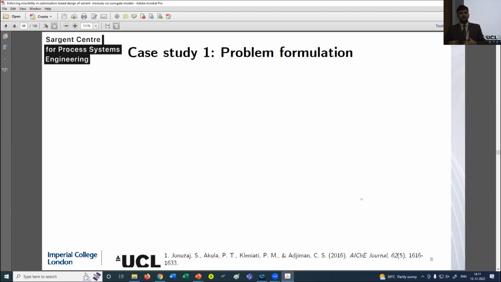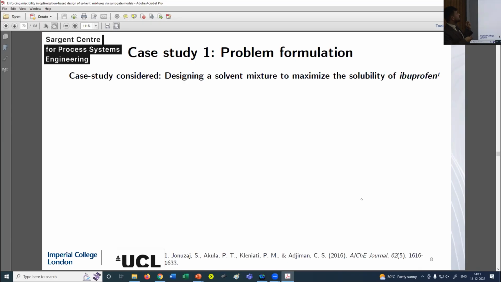Now we would like to try out whether this works or not. So we've used 2 case studies here. And again, Professor Ghani spoke a lot about these case studies, so I'll go very quickly through it. The first case study that we consider is we want to design a solvent mixture that simply maximizes the solubility of ibuprofen from a predefined list of 9 solvents.